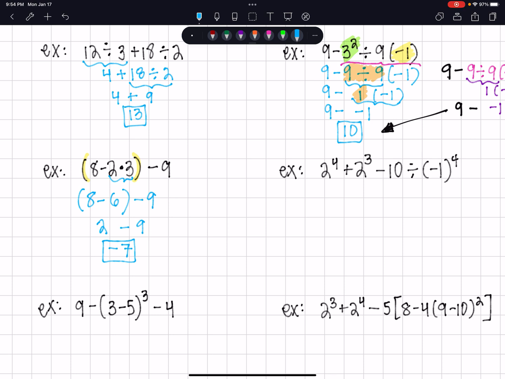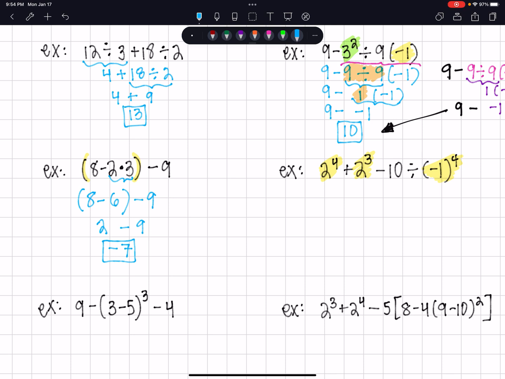Now, 2 to the 4th plus 2 cubed minus 10 divided by -1 to the 4th. I don't see any parentheses that involve calculations that I have to perform inside the parentheses. So I'm going to move to the exponents. And I have 3 bases that have exponents. I've got 2 to the 4th, 2 cubed, and then -1 to the 4th power. So I'm going to simplify those first.